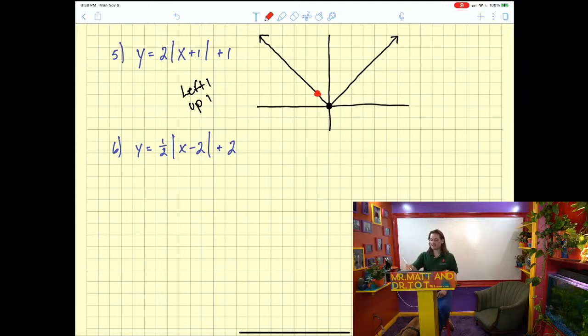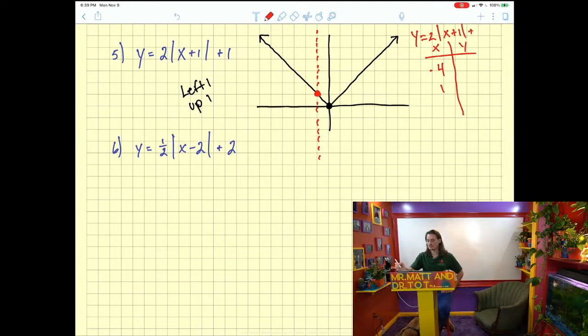In order to test that, after we know the vertex, we know that the axis of symmetry is x is equal to -1, if the vertex has an x-coordinate of -1. So I'm just going to test 2 points, one to the left of -1, one to the right, because remember, these sides are straight lines, right? So we just need 1 point each and we can connect the two. So I'm going to make a table over here, and I'm going to evaluate, let's say, -4 and +1 for y is equal to 2 times the absolute value of x plus 1, quantity plus 1.